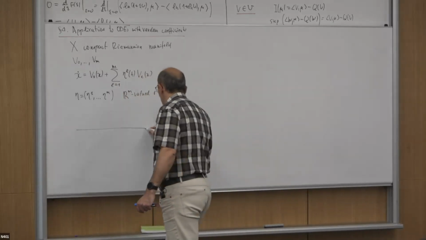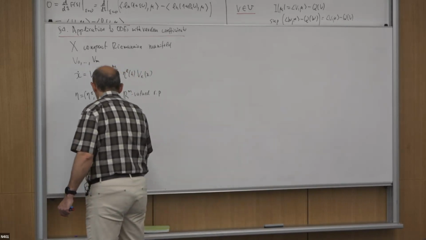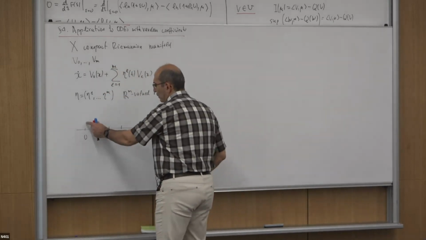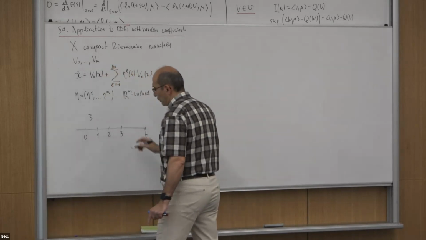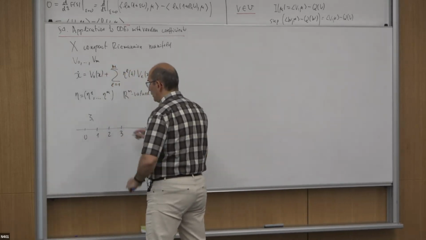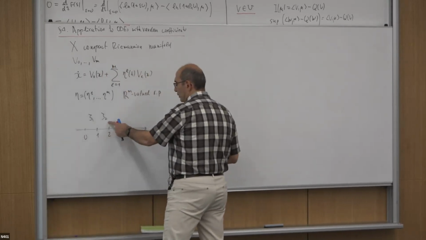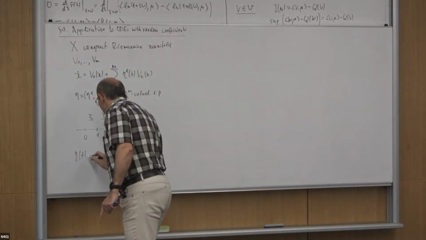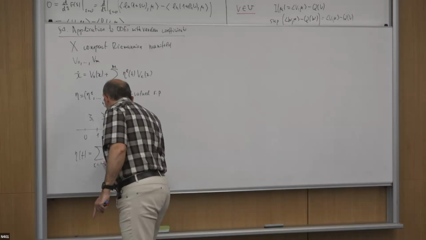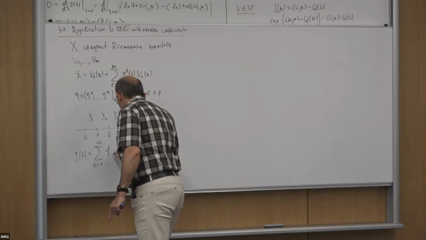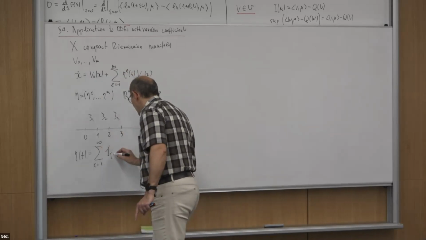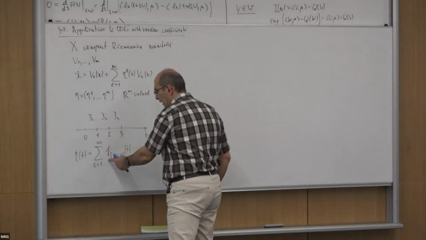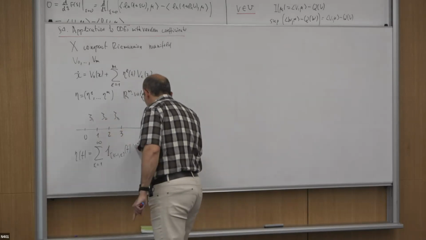I will divide the time axis into intervals of length 1. On the first interval, I will consider the first process, zeta 1. On the second interval, I write process zeta 2, then zeta 3, and so on. So I will write eta(t) in the following form. This is the sum over k from 1 to infinity, I take the indicator function of the interval [k-1, k] of t, and I multiply the k-th term by the process zeta k.